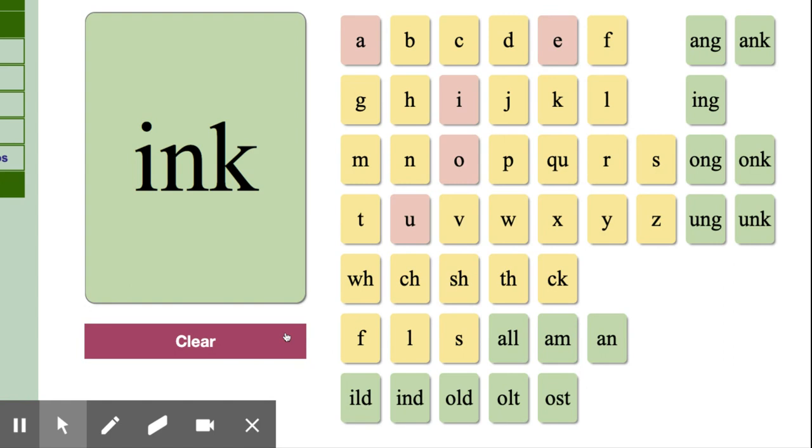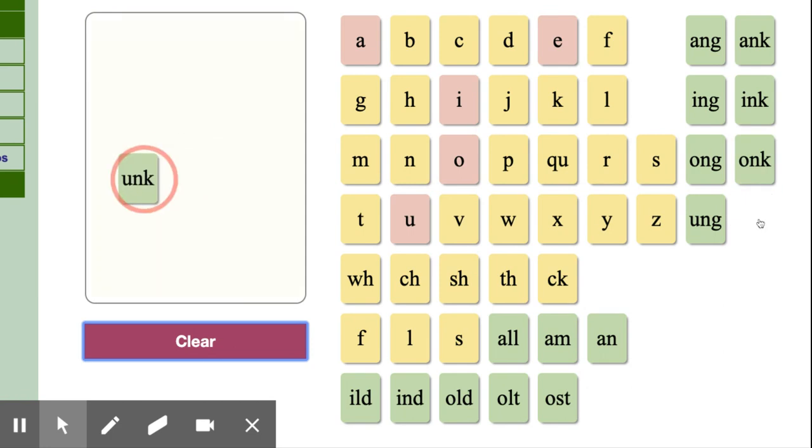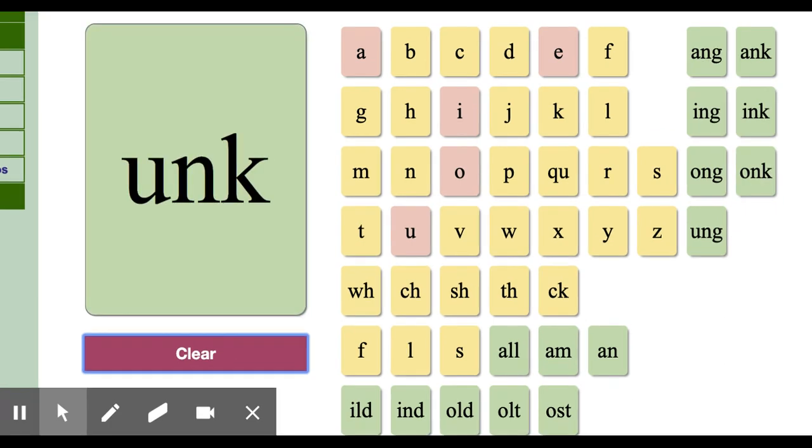I-N-K, pink, ink. O-N-K, honk, onk. U-N-K, junk, unk.